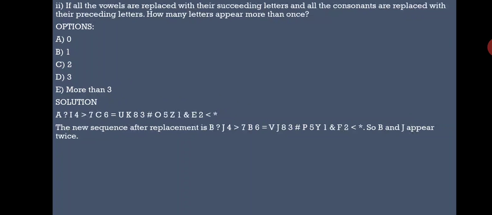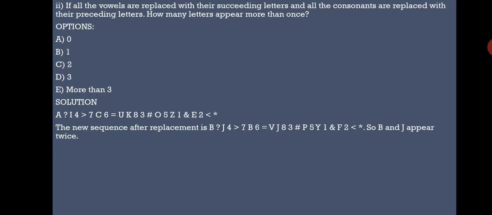by a vowel. So if all the vowels are replaced with their succeeding letters, we need to replace all the vowels by their succeeding letters, and all the consonants are replaced by the preceding letters. Okay, we need to replace all the vowels with the next letter and all the consonants with the previous letter. How many letters appear more than once? Okay, the options are given.